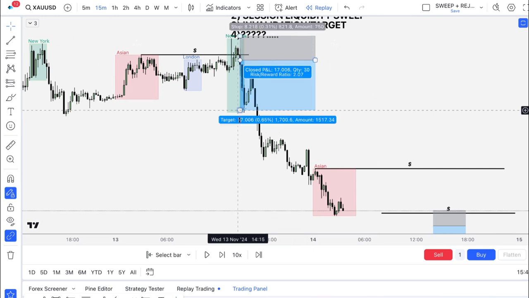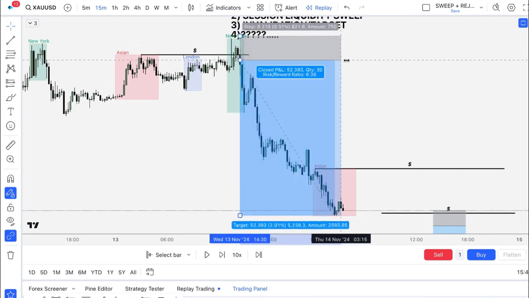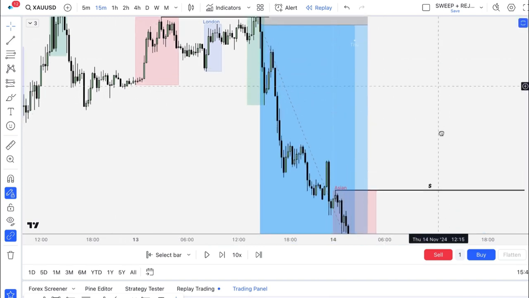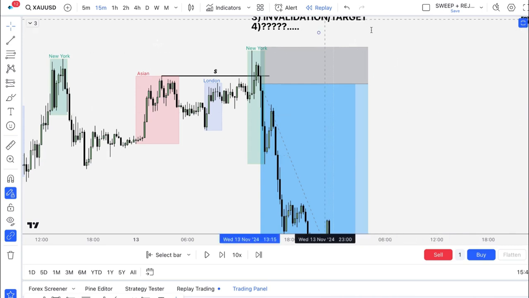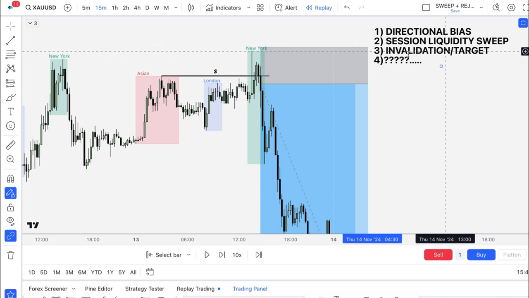So you can see price ultimately ran around a 1 to 6 risk to reward. So this is an absolutely incredible trade that was taken by not only myself, but also a lot of members within Toto Capital. So a great sell example on gold using the best ICT gold trading strategy.